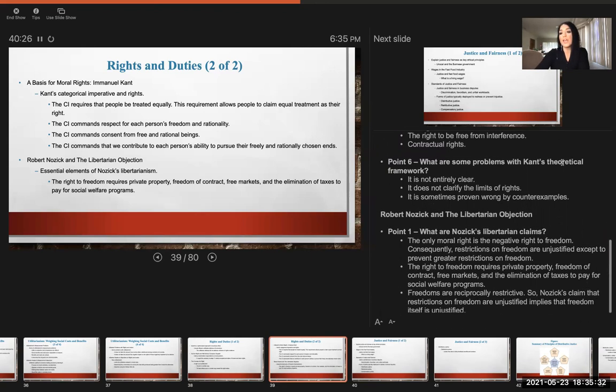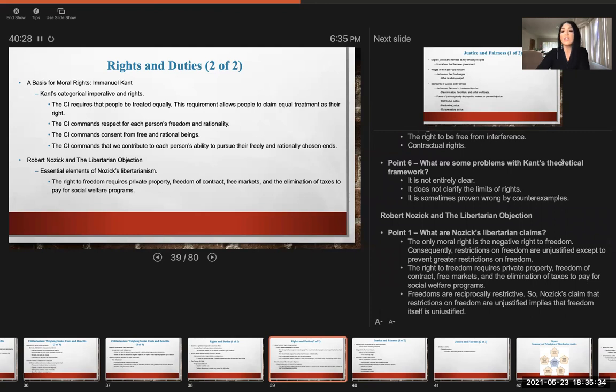What are some problems with Kant's theoretical framework? It's not necessarily entirely clear. It does not clarify the limits of the rights, and it can sometimes be challenged by counterexamples as well.